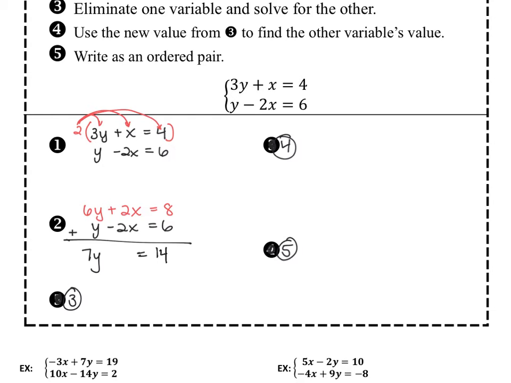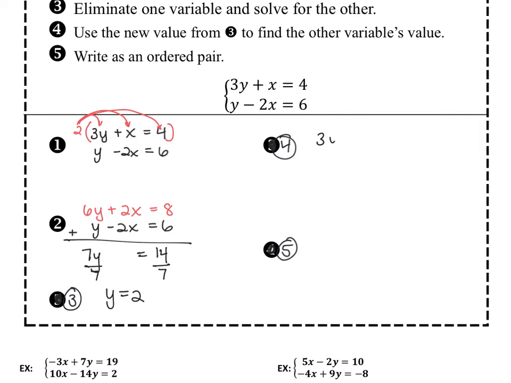So now I'm down to one variable. Look how easy this is going to be to solve. So I'm going to divide both sides by 7, and I get y to be 2. Now, just like yesterday, when y equals a value, I can take what y equals and plug it back into one of my equations. It does not matter which equation you choose. So maybe I'll choose the top one.